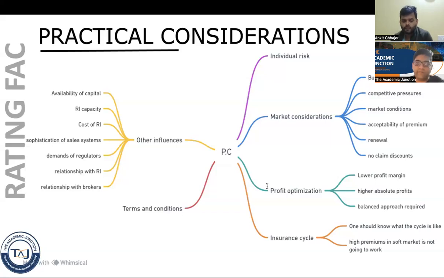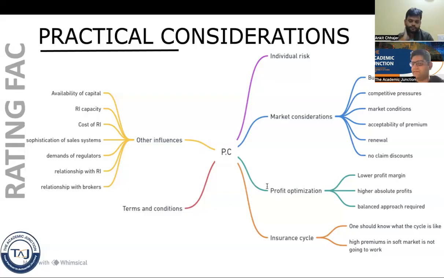So what are the additional considerations? Practical considerations are simple. There are market considerations, considerations on profit optimization, considerations on insurance and underwriting cycles, terms and conditions, and other influences, right? What are market considerations? Market considerations could be different business objectives, competitive pressures that are there, market conditions that are there, acceptability of the premium with the client, renewal of the client, no claim discounts that are there. Again, with profit optimization, you are looking at lowering of profit margins to get higher absolute profits. You have to understand that there is always a balanced approach that is required when it comes to profit optimization, although that is not a point that you have to give in the exam, right?